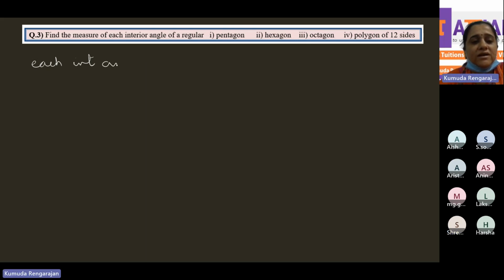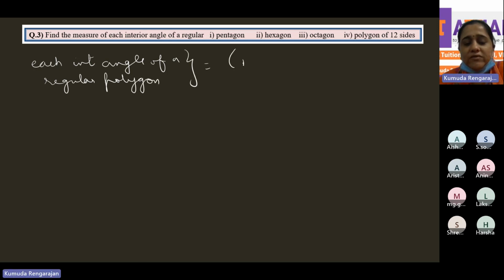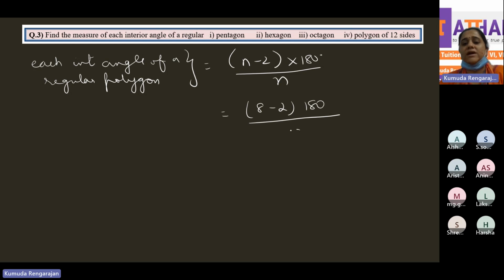One second. Each interior angle of a regular polygon will be whatever is the total, n minus 2 into 180, divided by n. 8 minus 2 into 180 divided by 8 angles. 6 into 180 by 8. That is 45 times 3, so I'm getting 135 degrees.